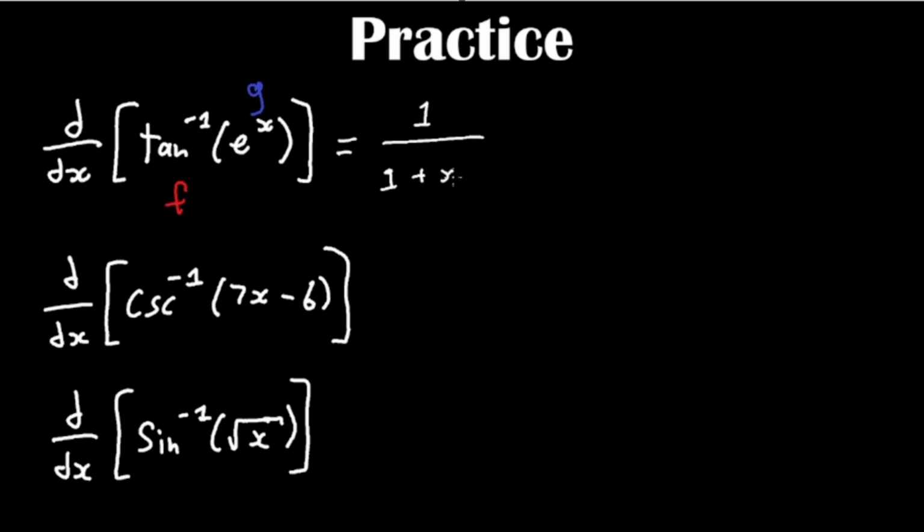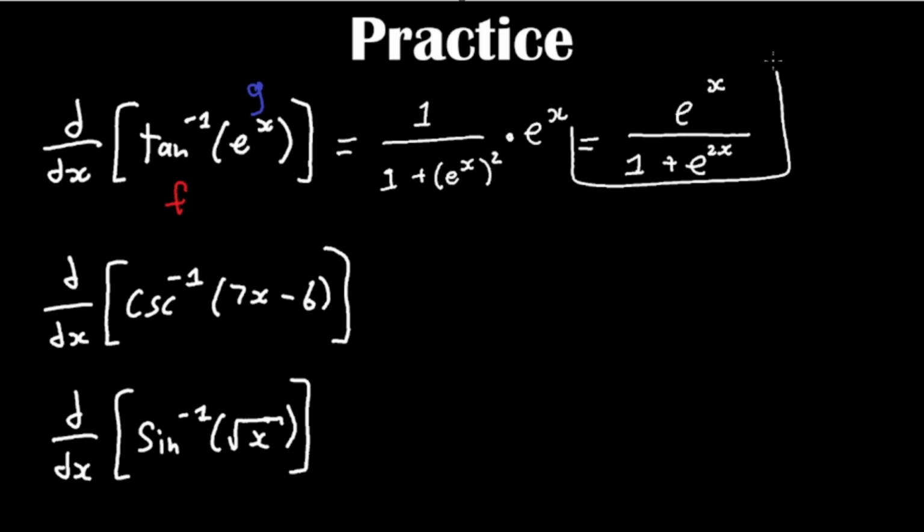So what's the derivative of tangent inverse? We know that's 1 over 1 plus x squared. Now, instead of evaluating that at x, we're evaluating at e to the x. So 1 plus e to the x, whole thing squared. And then what's the derivative of e to the x? It's just e to the x. So this becomes e to the x over 1 plus e to the 2x, because you can just multiply this x and that 2. So that is our derivative.